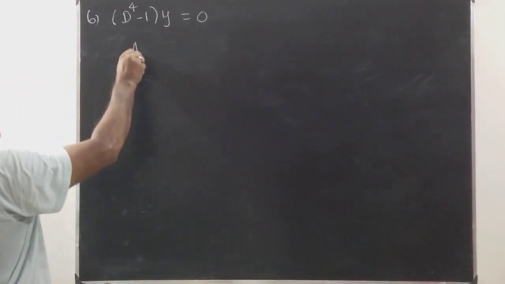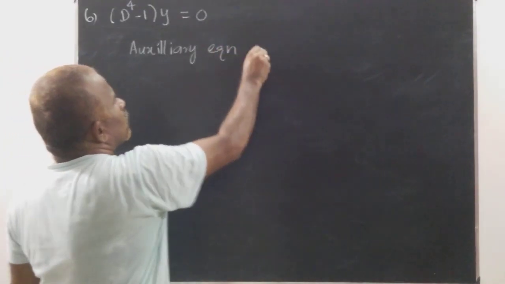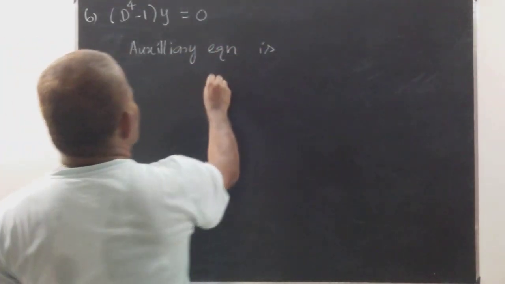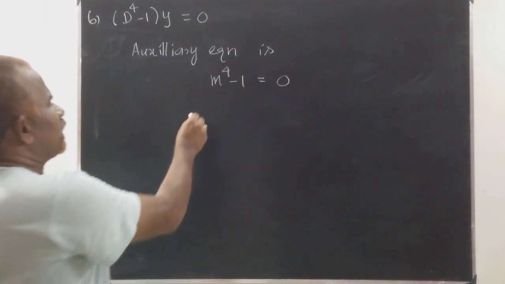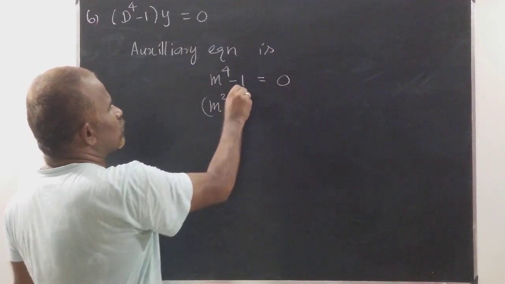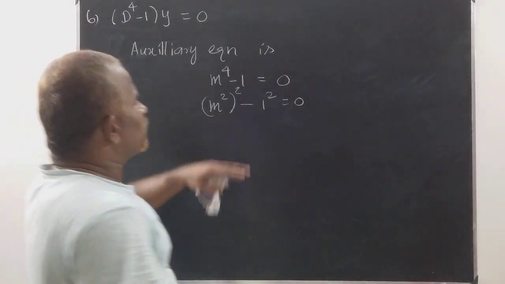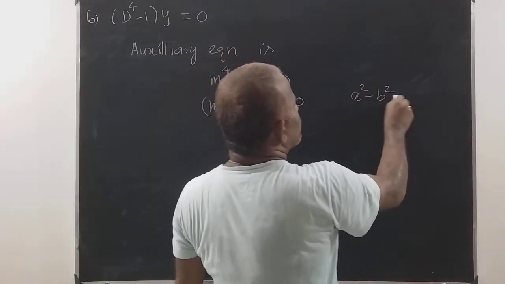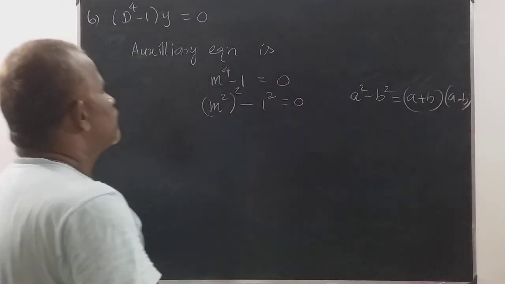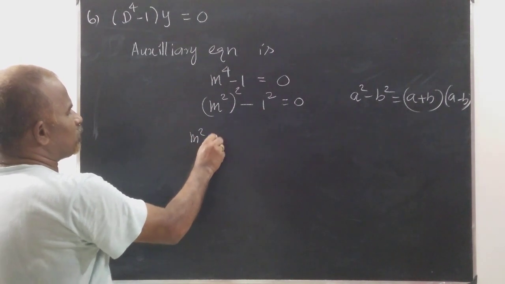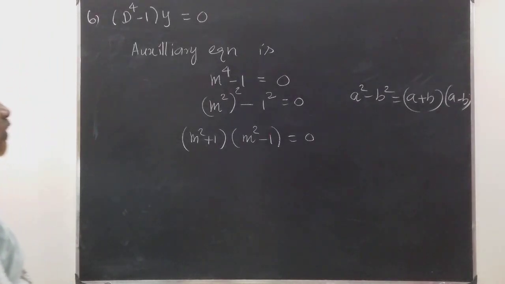Here the auxiliary equation is m power 4 minus 1 is equal to 0. I can write m squared the whole square minus 1 square is equal to 0. A square minus b squared is equal to a plus b into a minus b. So therefore m square plus 1 into m square minus 1 is equal to 0.